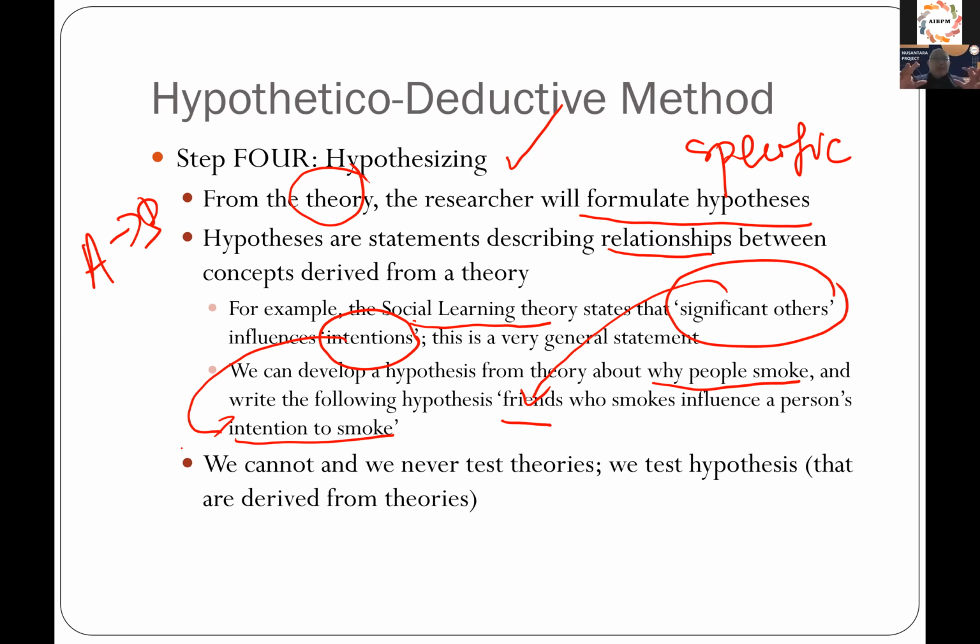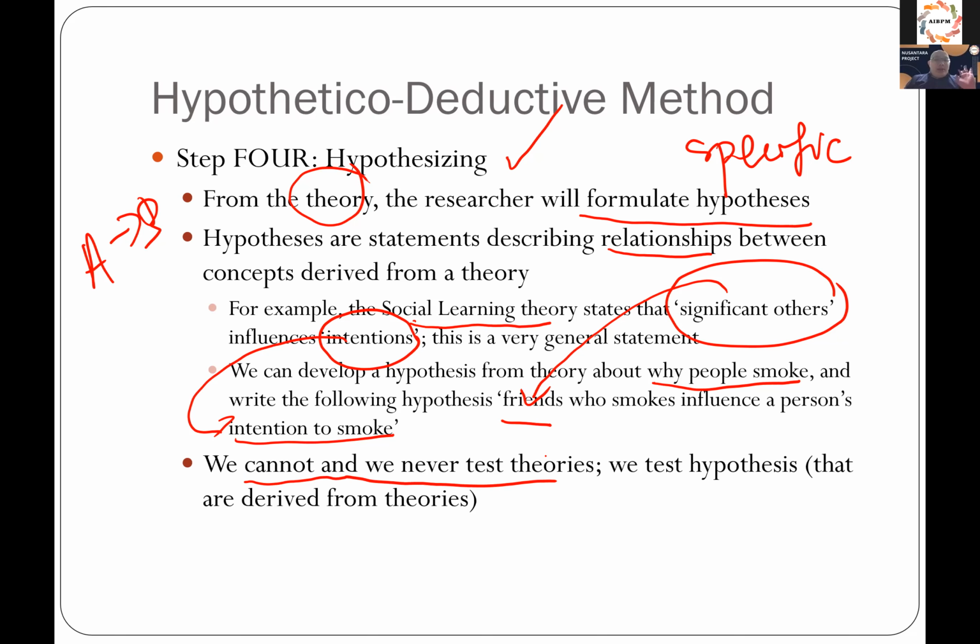So you put this theory into your context. There you go. Your significant other is the friends. The intention is the intention to smoke. So you put it in a very specific context. This is why we cannot, and never, test a theory, because it is too general. Very hard. There's no questionnaire, because when you don't specify who the others are, you can't refer to them, isn't it? When you don't specify what kind of intention, you can't go and collect data.